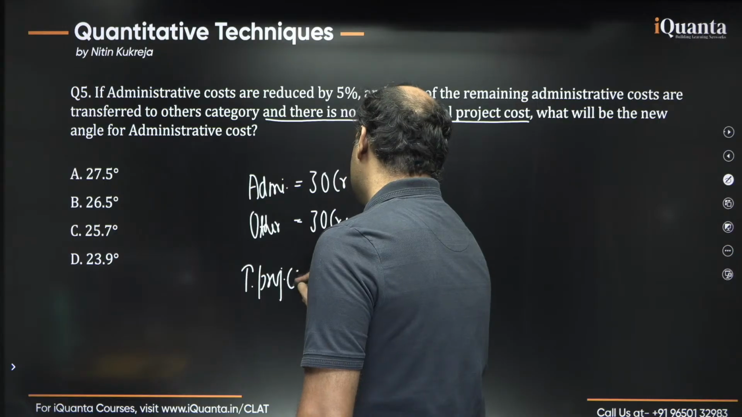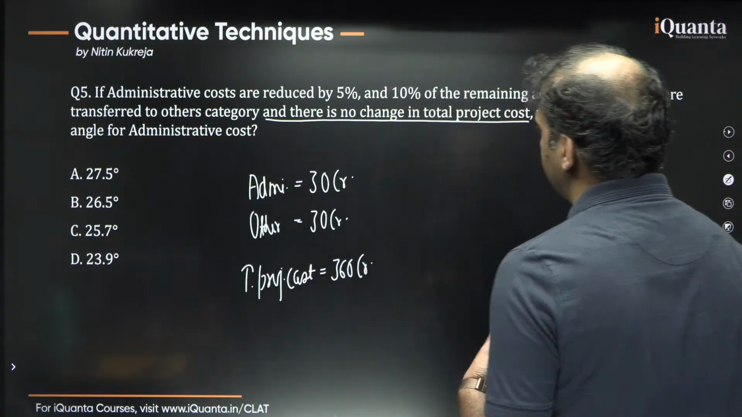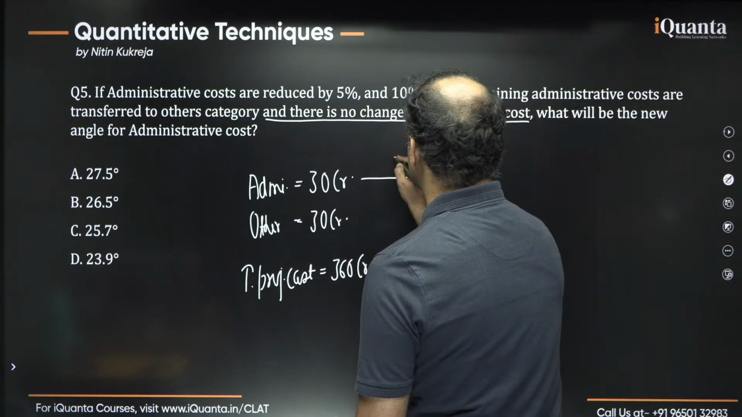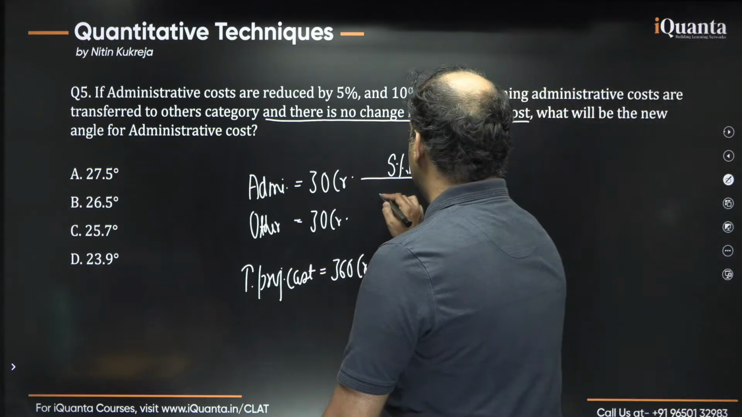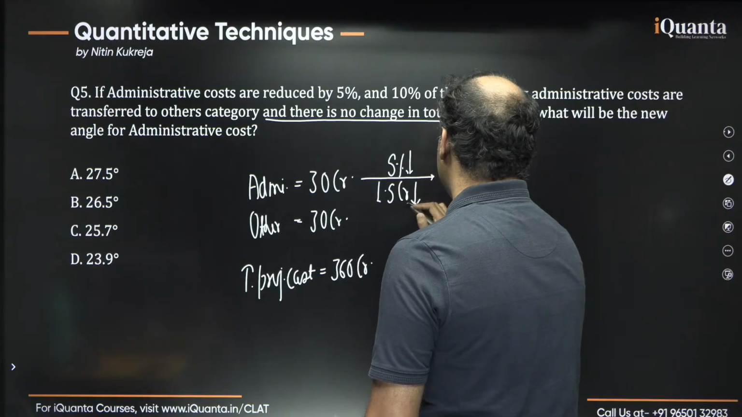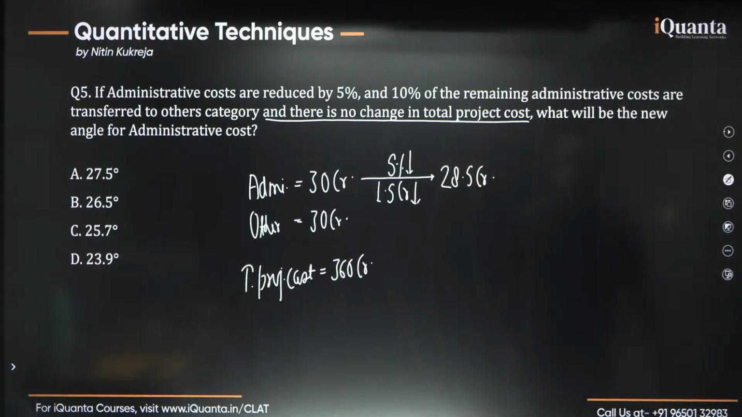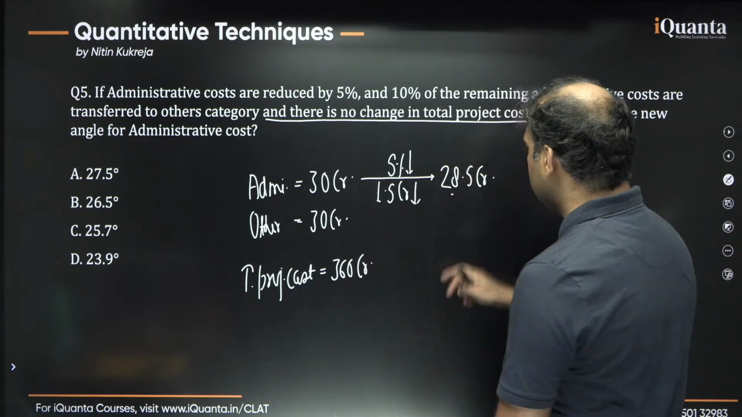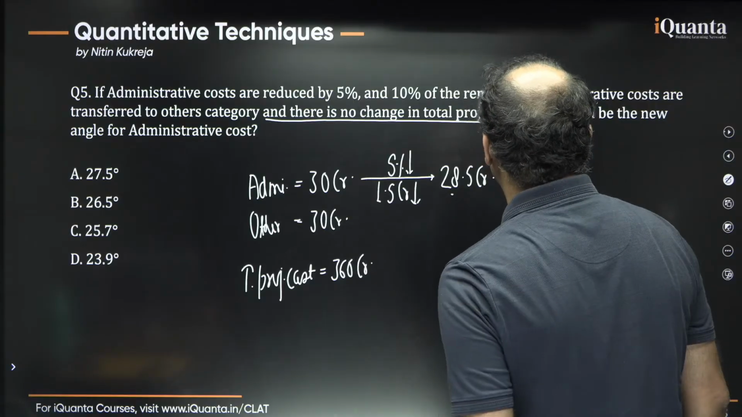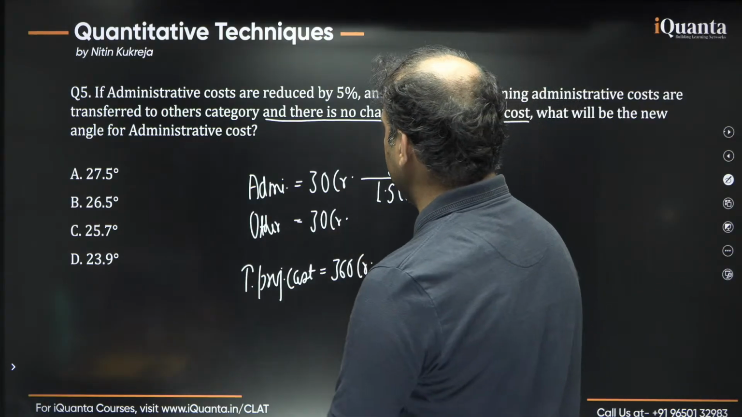Now what happens? First, administrative costs are reduced by 5%. So what is 5% of 30 crores, guys? 10% of this is 3, so 5% is 1.5. So it decreases by 1.5 crores, which gives us 28.5 crores, all right? And 10% of the remaining administrative costs are transferred to the other category. The remaining is 28.5, and its 10% is transferred to the others category, and there is no change in the total.